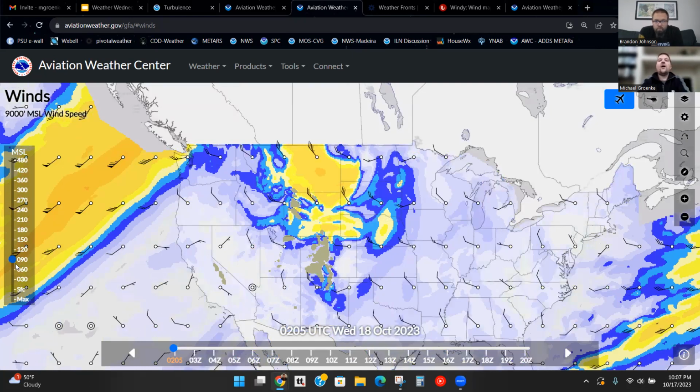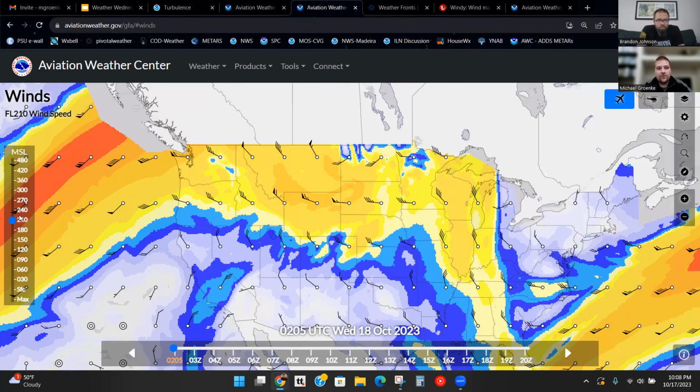I'm going to tell you right now, I understand most pilots aren't going to be looking at the individual levels here. You're probably just like, look, cut to the chase, what's the turbulence for me? But just to give you a little bit of an idea of the science behind it, what a forecaster is looking for, what the models are looking at to figure out where the most turbulence is going to be.